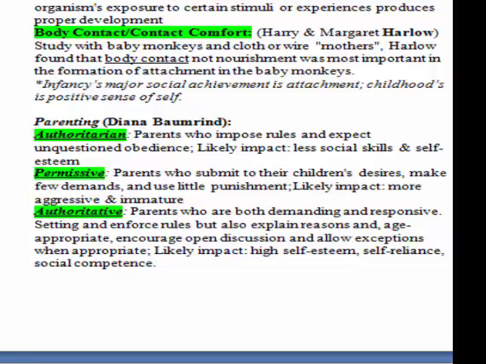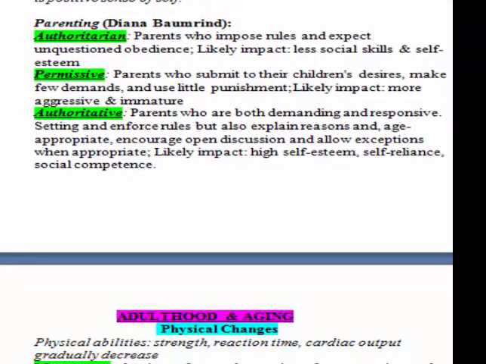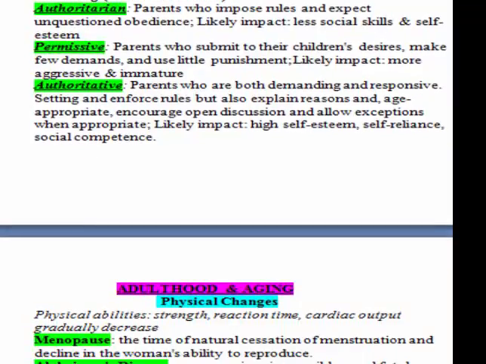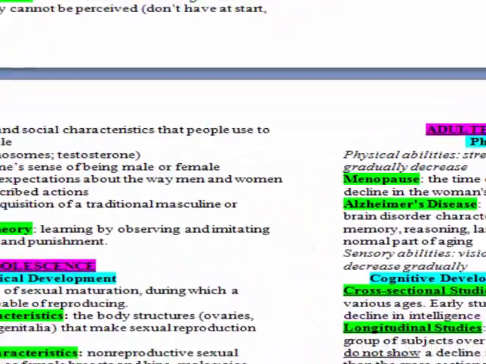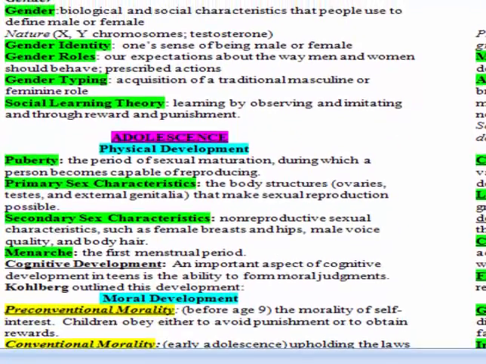And then authoritative would be parents who are demanding and responsive. What that means is that they have rules, but again, you have a say in that, and they usually release responsibility the older or more mature that you get. The likely impact is that you would have higher self-esteem, you're able to rely on yourself more, and you have social competence.